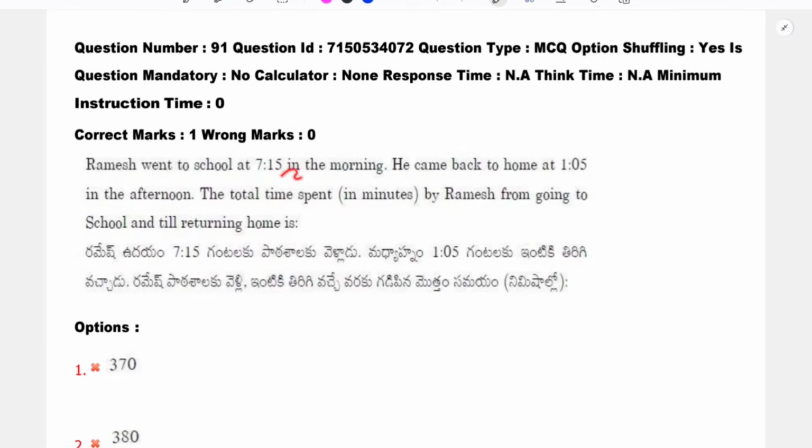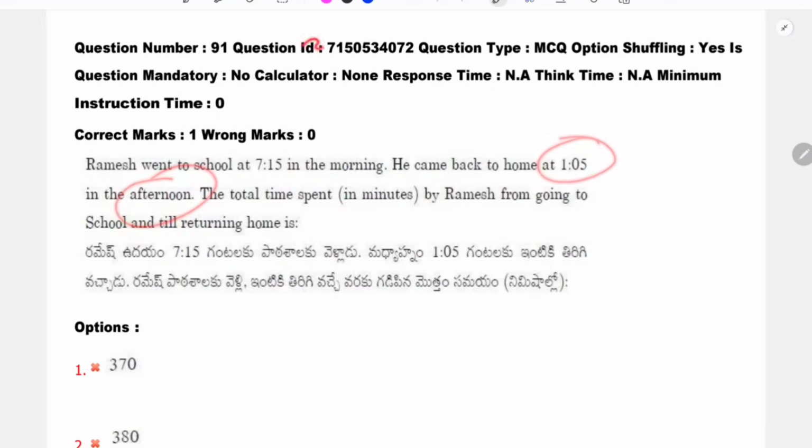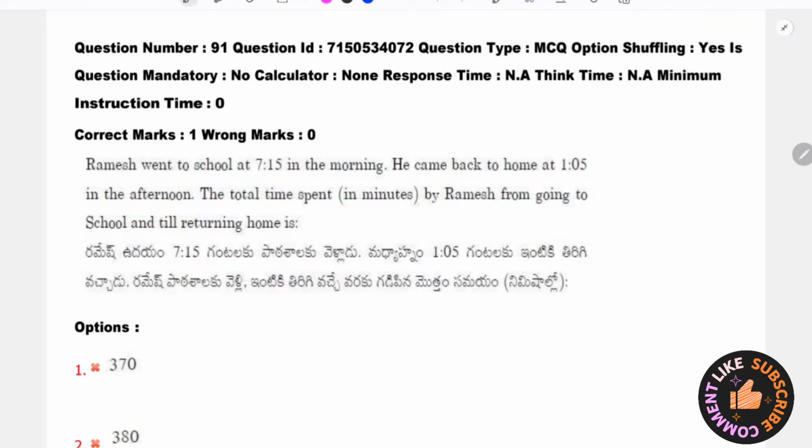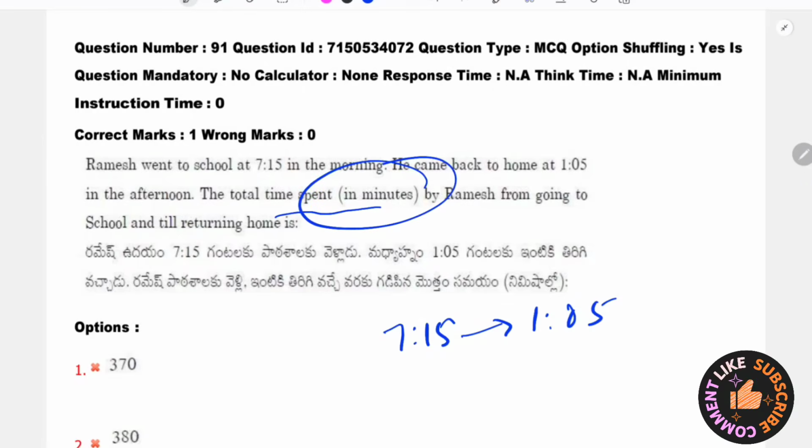First one. Ramesh went to school at 7:15 in the morning and he came back home at 1:05 in the afternoon. That's 7:15 to 1:05. Right, what is given to us? The total time spent in minutes by Ramesh. So we need to find the total time spent by Ramesh in minutes.